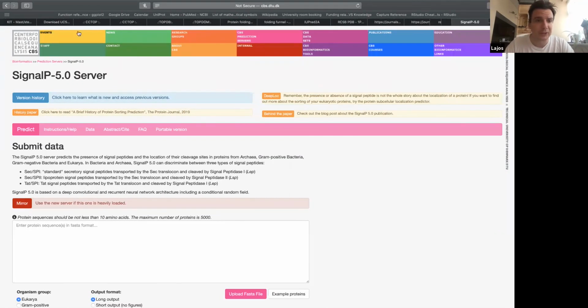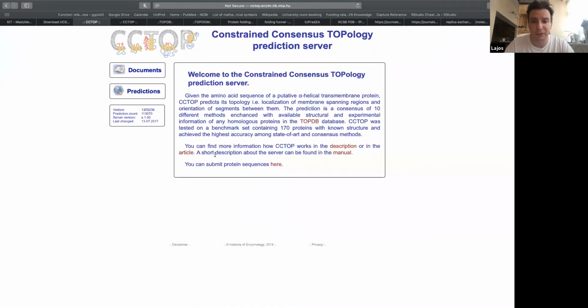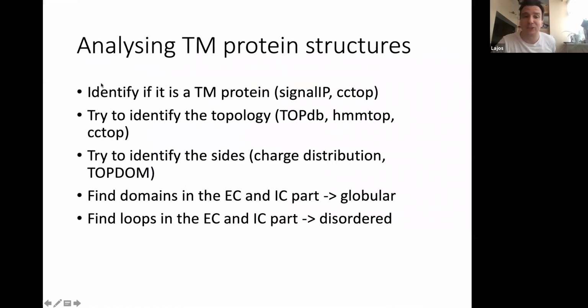So if we go back to CC top here, and we go on the first side, you can analyze your sequences by clicking here. And here you have to check in the TM filter and then put the sequence here. And probably if you put in a globular protein, then it will tell you it's globular much more than a transmembrane protein. But I have to say that the first line of this slide is not 100% reliable.